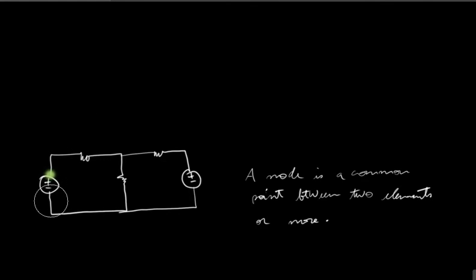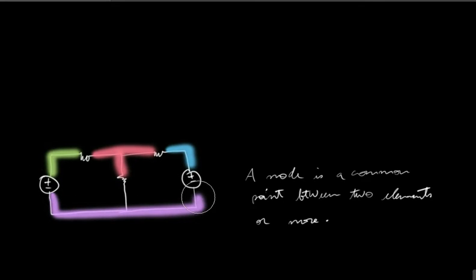So we have a terminal here for each element. In this case, each element has two terminals. A shared point between those two terminals, that's a node. So this is one node here, another node there, another shared point here, and a shared point here. So this circuit has 1, 2, 3, 4 nodes.